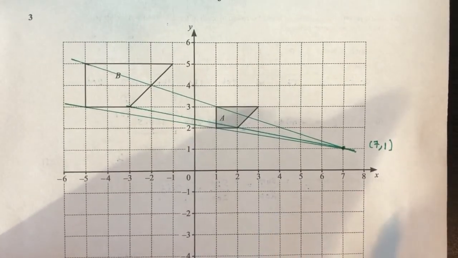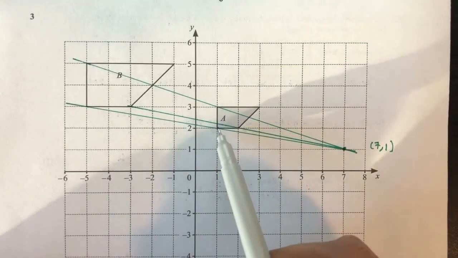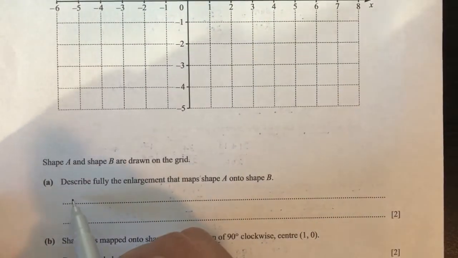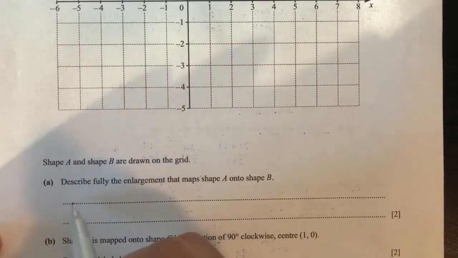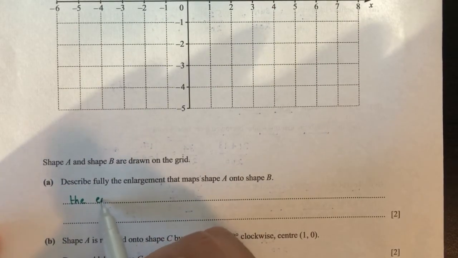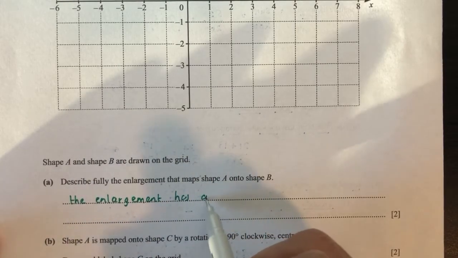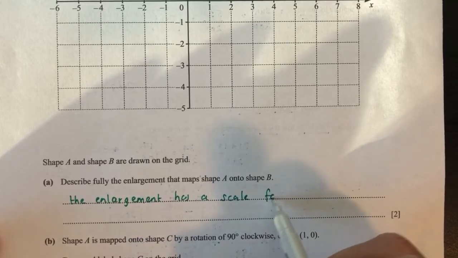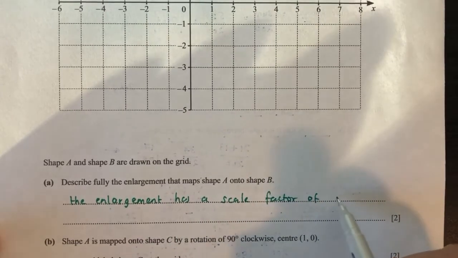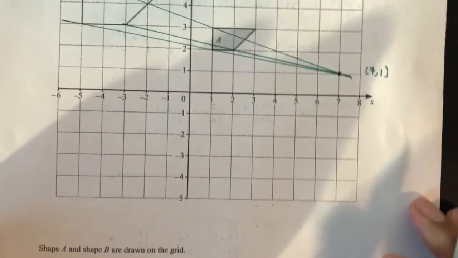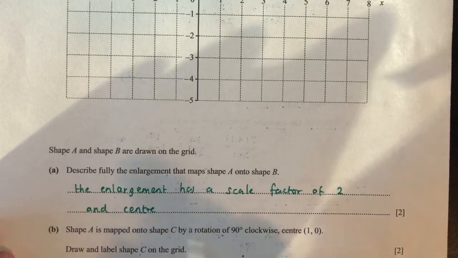Okay, so we can just write this here. The next thing we can find is the scale factor. So let's count. This is 1 square. It becomes 2 squares, which means the scale factor is 2. So let's write this down. The enlargement has a scale factor of 2 and center, as we saw here, 7, 1. So that's the answer for this part.